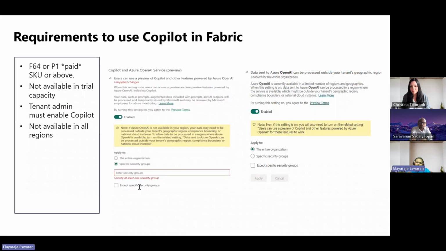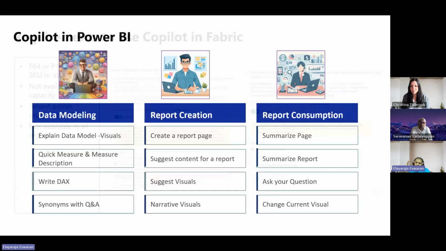So what do we need to do to enable Copilot? The admin, in the admin portal, needs to enable Copilot. In order to enable Copilot, you need to have an F64 capacity or above, or Power BI Premium P1 or higher. You can either enable this for your entire organization or for a specific security group. This needs to be enabled in the Fabric admin portal, the tenant portal. Copilot is available in both Power BI Desktop and Power BI Service.